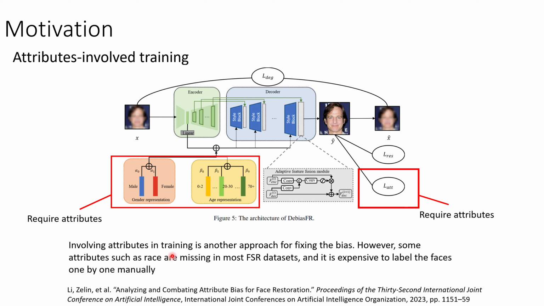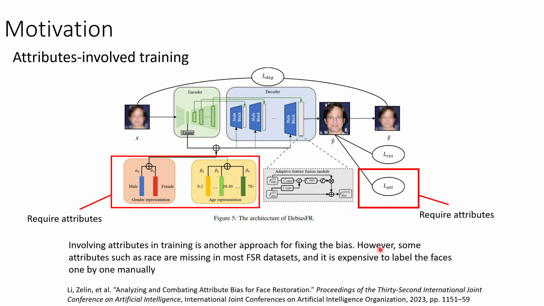The involving attributes in training is of course an approach for fixing the bias. However, some attributes, such as race, are missing in most phase super resolution datasets. And it is also expensive to label these phases one by one manually again. So it's kind of impractical when you want to solve the race bias problem when the dataset is not available using the attributes involved training approach.